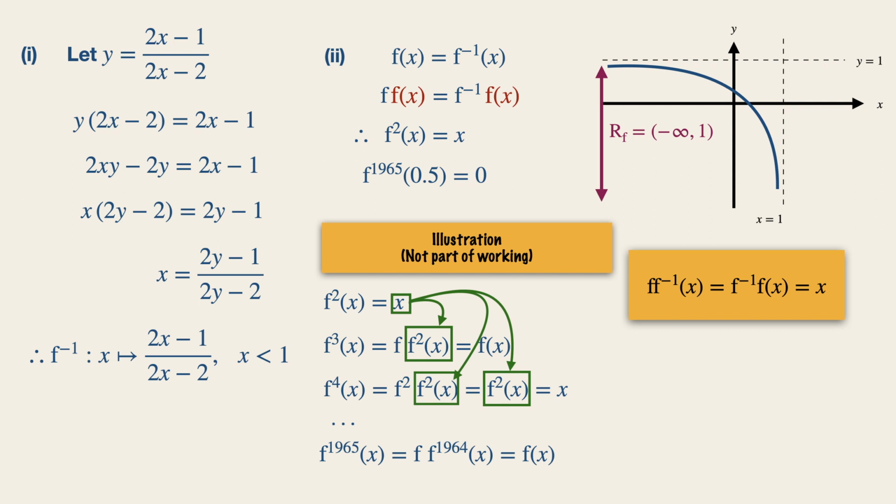Now f to the power of 1965, this is an odd number, therefore it will give us f(x). Therefore, f to the power of 1965, 0.5, is simply substituting 0.5 in the original function of f, which gives us a value of 0.